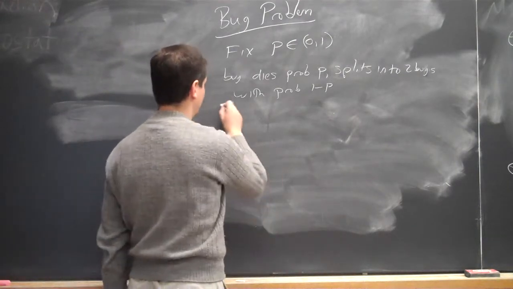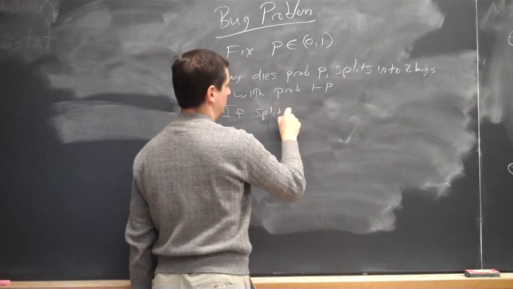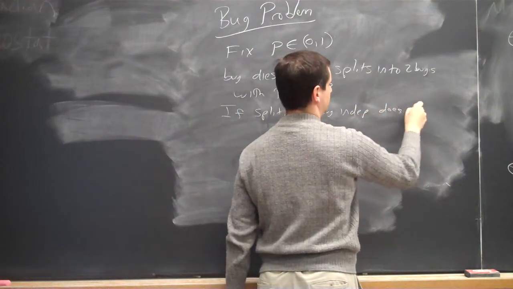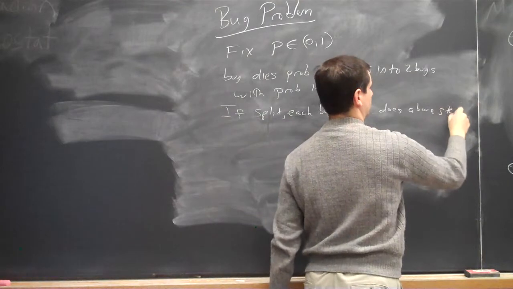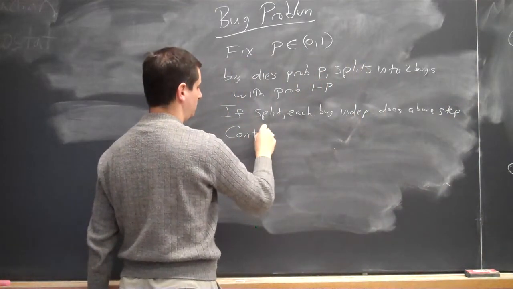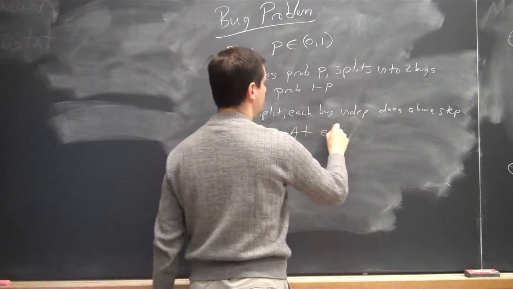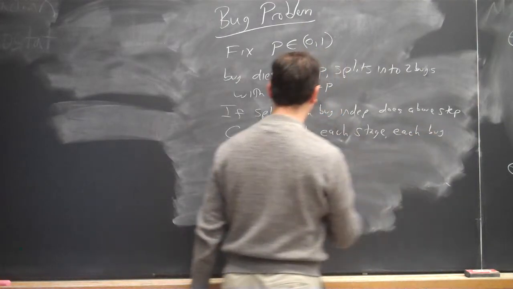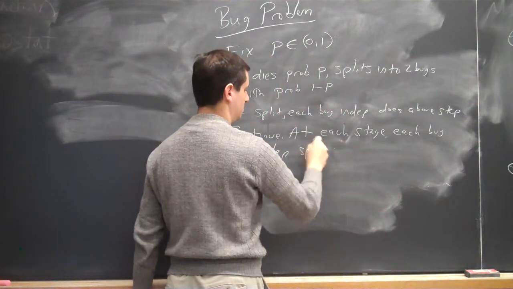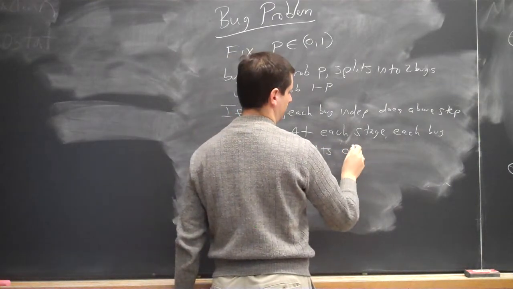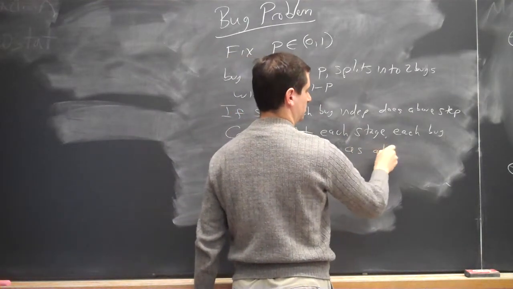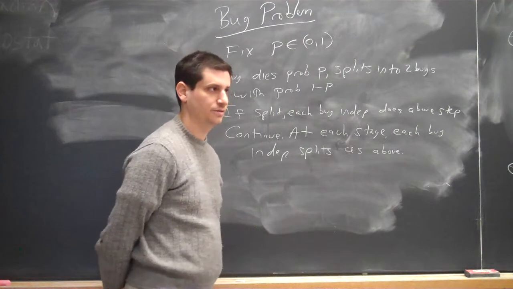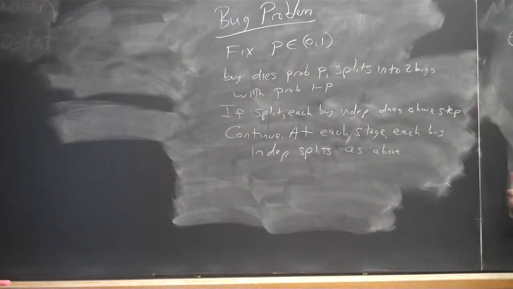It repeats. So, if split, each bug independently does the above step. And you just continue. At each stage, each bug independently splits as above. So no 2 bugs can ever impact each other. So what is a natural question to ask?